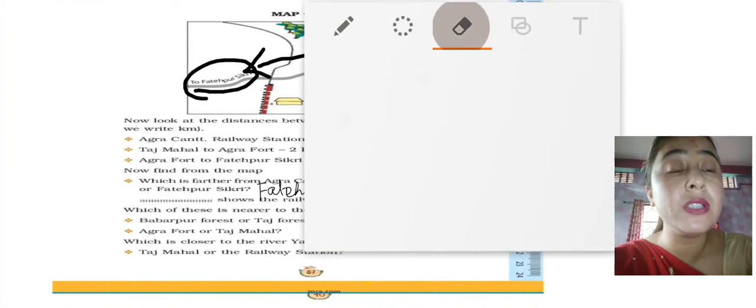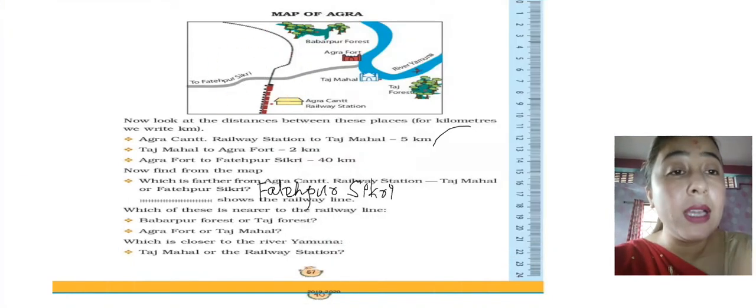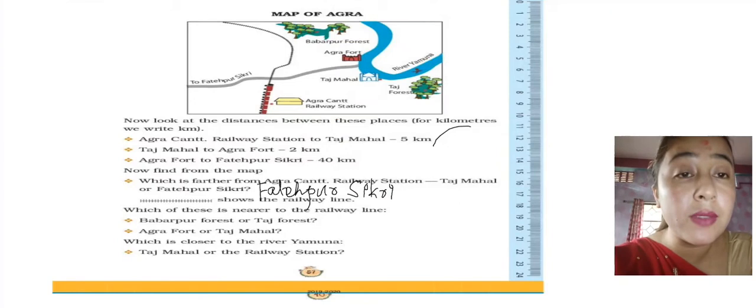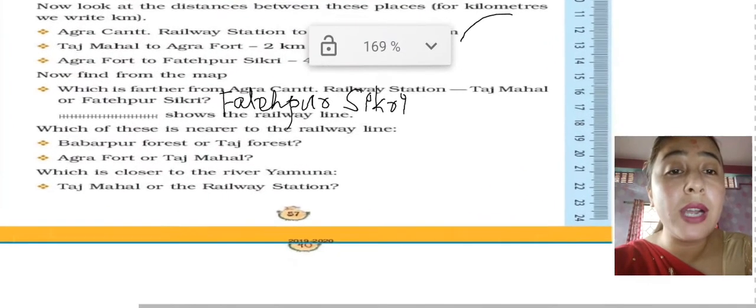Let me erase all these things first. Okay, so this is a railway line. And here the question is which of these is nearer to the railway line? Barbarpur Forest or Taj Forest? Barbarpur Forest is here and Taj Forest is here. So I think Taj Forest is very far. So here you will write Barbarpur Forest.